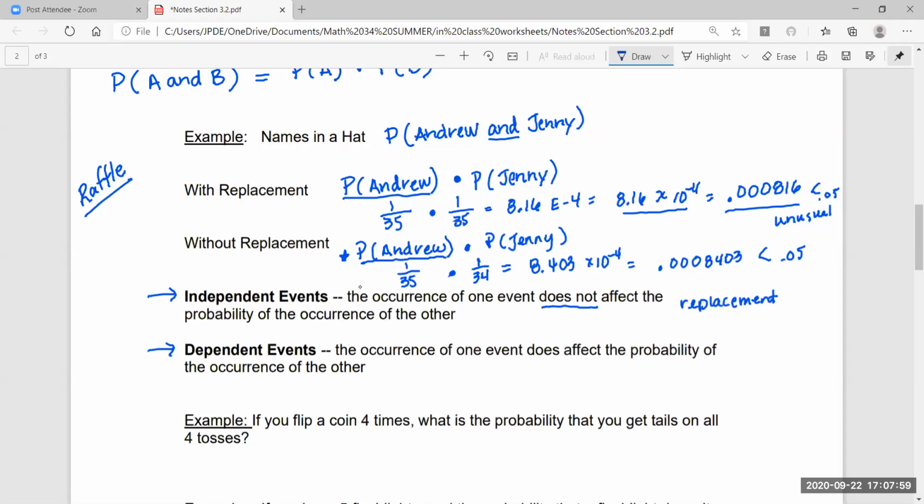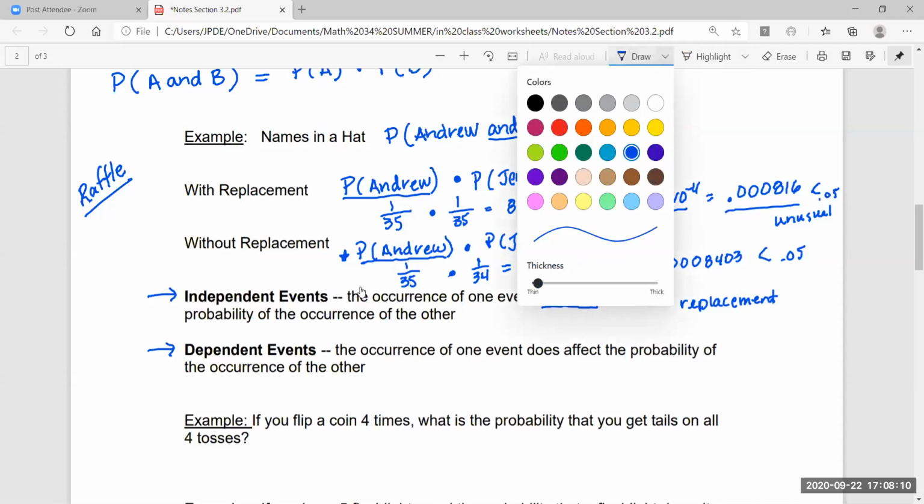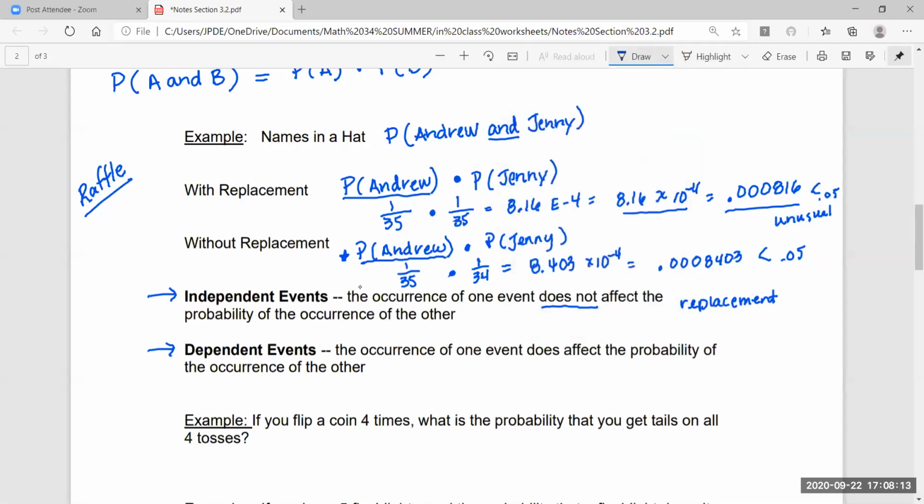If we go back and look up here, right here, I cannot get that highlighter to work. We go back and look at the with replacement situation. 1 out of 35, that's what we got when we pulled Andrew's name. 1 out of 35, it did not change for Jenny's probability of her name being chosen. So what happened in the first event did not impact the probability of the second event. So those are independent events. What happened first did not impact what happened second.